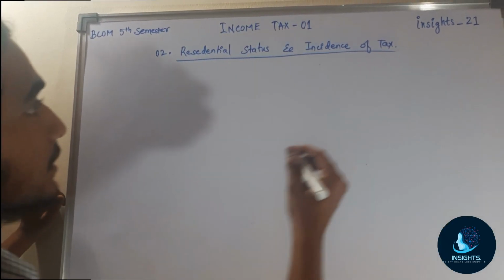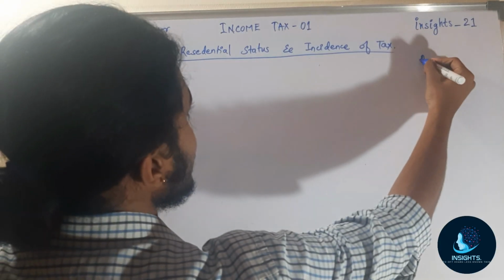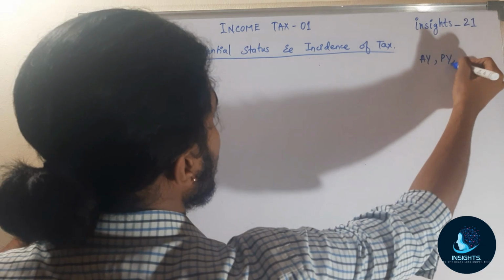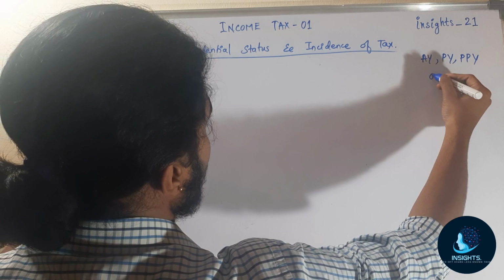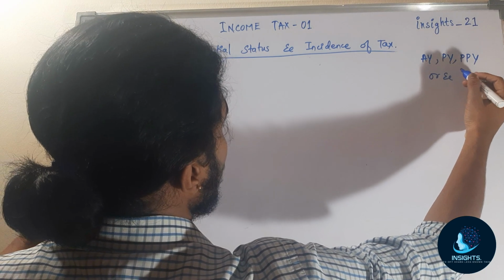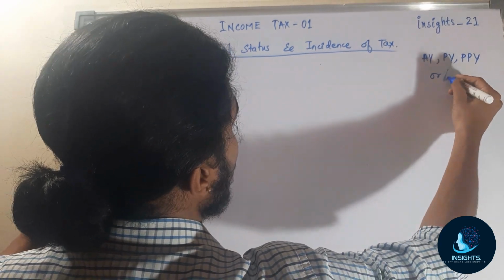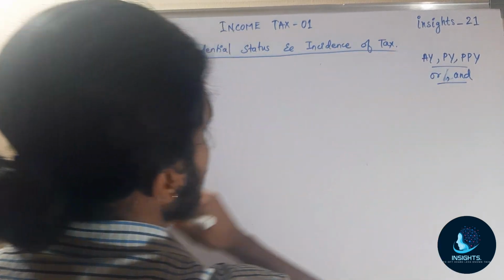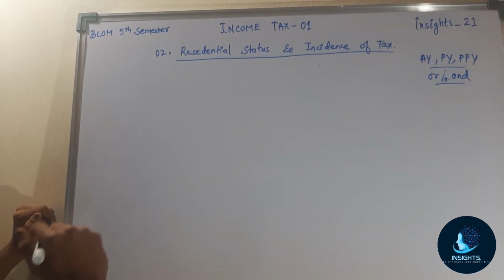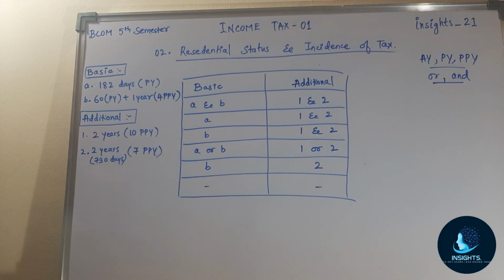So the major learnings till now are assessment year, previous year and preceding previous year, and we should also know the difference between "or" and "or as well as" and "and". These are the major learnings and you should know the difference between these two. So this is a very easy table of conclusion regarding residential status and incidence of tax. So second chapter, 4-mark question.